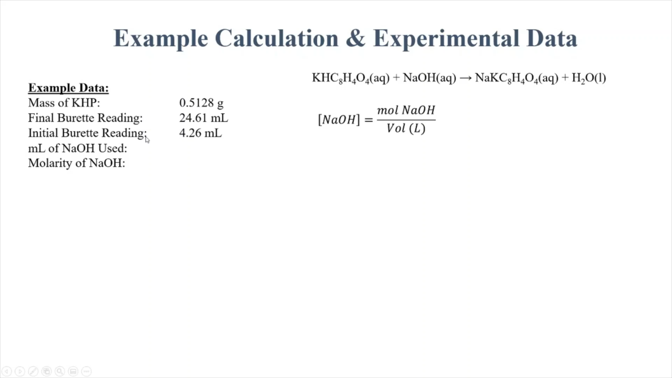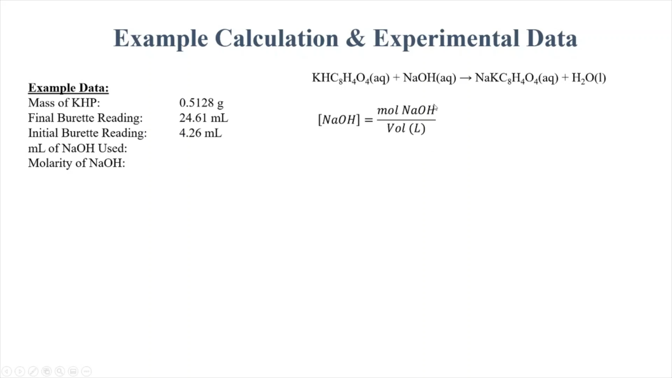We have an initial burette reading. This is where we started. And then we have the final burette reading. This is where we ended, and this is when we reached the endpoint where the thing turned pink. From that, we can get a volume of the NaOH. That volume of the NaOH is what's going to go down here, right? That's the volume that we added to get to the equivalence point.